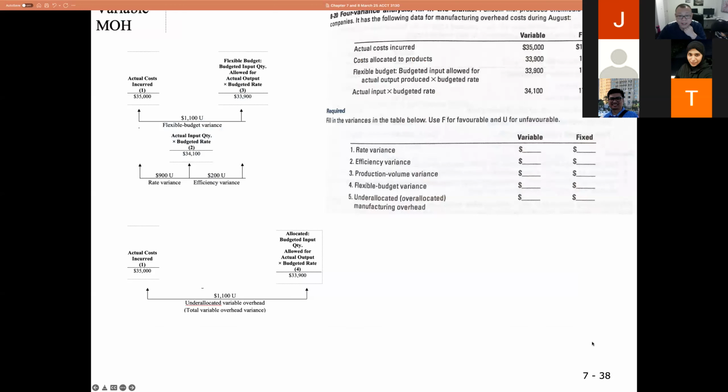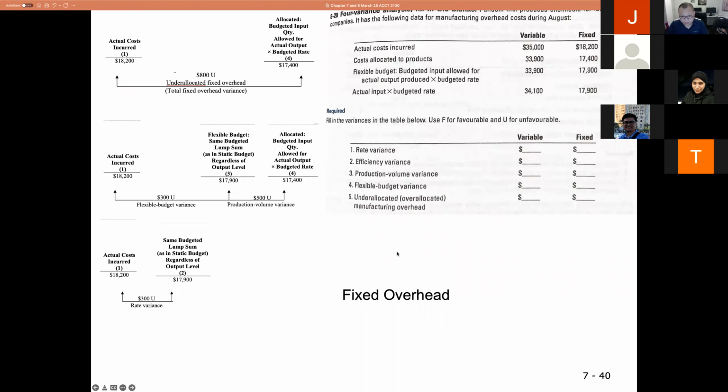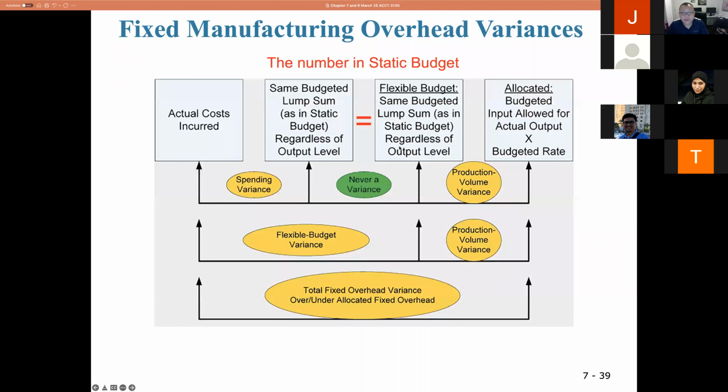So basically, because it's a fixed cost, fixed manufacturing overhead, the static budget and the flexible budget fixed manufacturing cost is the same. That's why for these two numbers you don't have to calculate. Just find the static budget and find the fixed manufacturing overhead. These numbers are here.